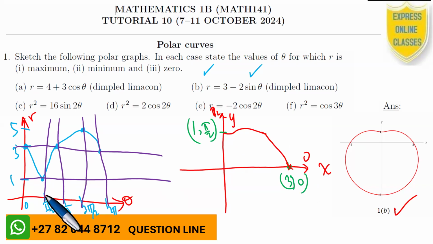Now the radius between 0 and pi, what is happening at pi? At pi, it becomes 3 again.